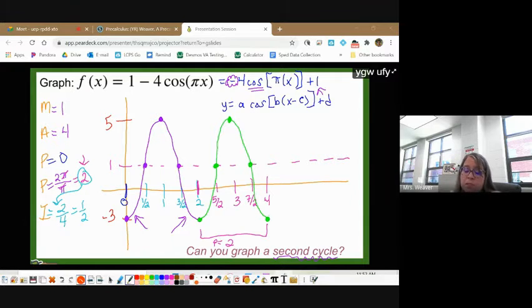Emily asked, if this was not a negative y equals cosine graph, would your first point be the maximum? It absolutely would be. A positive cosine function starts at the maximum, but that negative means it reflected across the x-axis, so it started at the minimum. Yep, that's exactly right. Good questions, ladies.